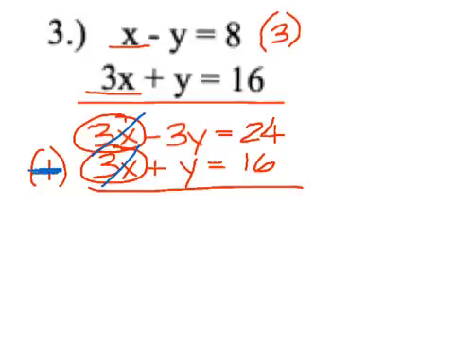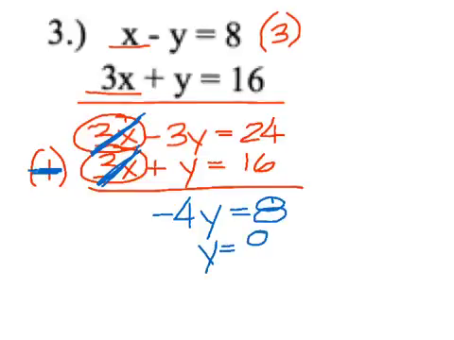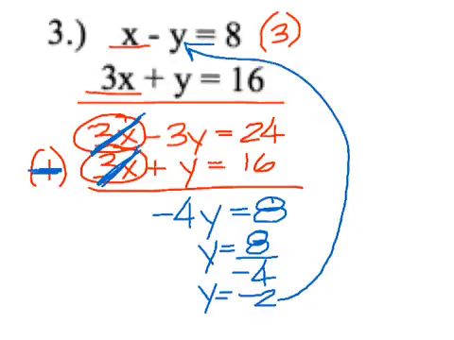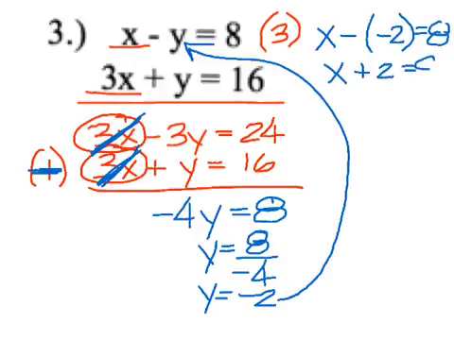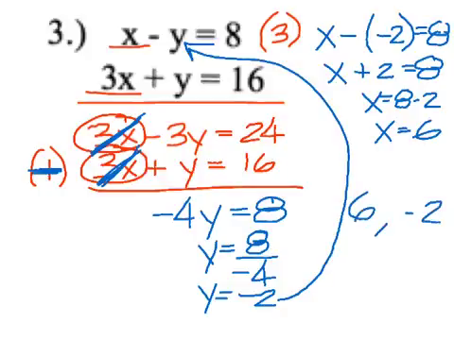You subtract these, and when you subtract, since they're both positive, these cancel out, and then you'll have negative 3 minus 1, which is a negative 4, and then 24 minus 16 is 8. Divide 8 by negative 4, and you'll come up with negative 2. And I'll plug that back in here. So x minus a negative 2 equals 8. X plus 2 is 8, and then of course 8 minus 2 is 6. So your answer would be 6, negative 2.